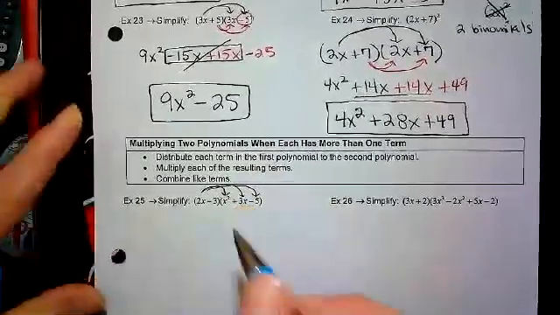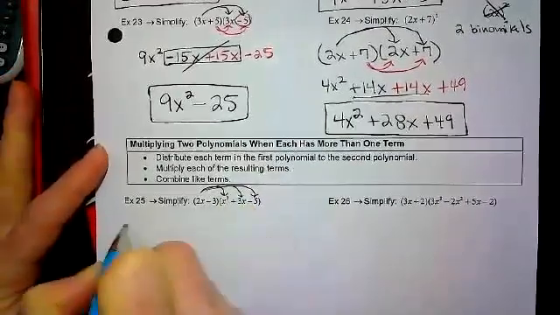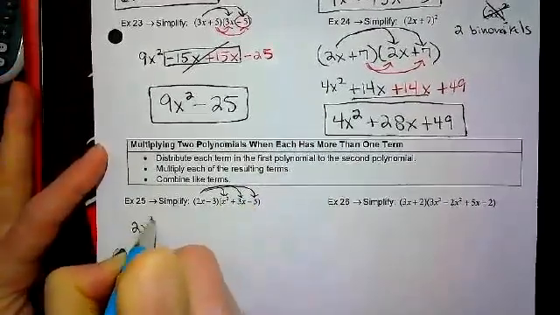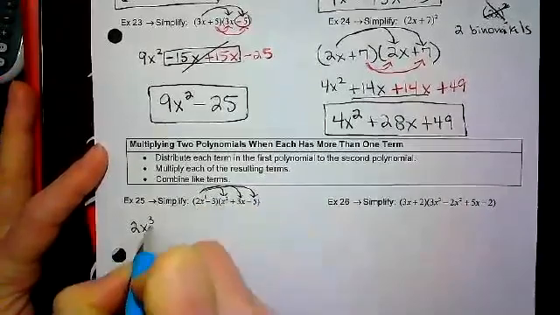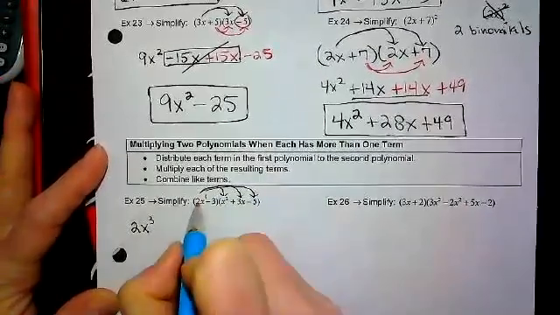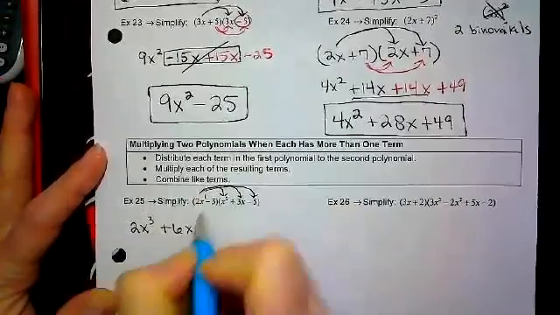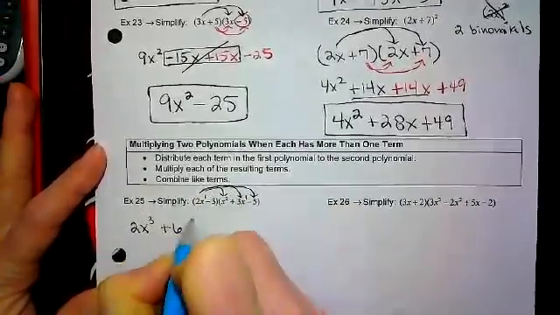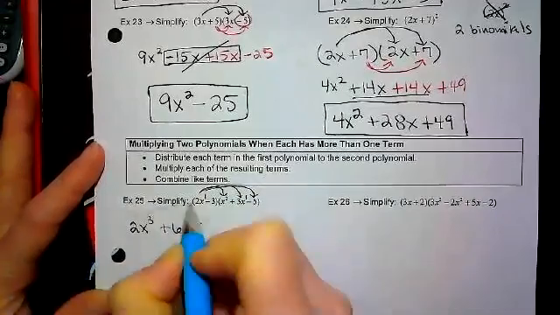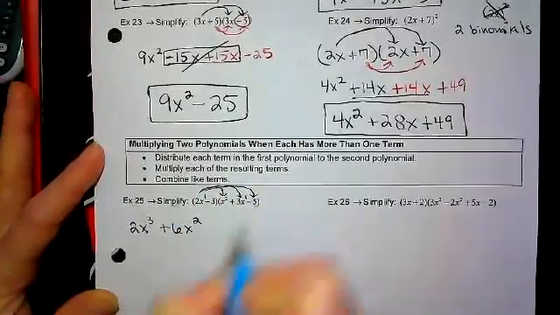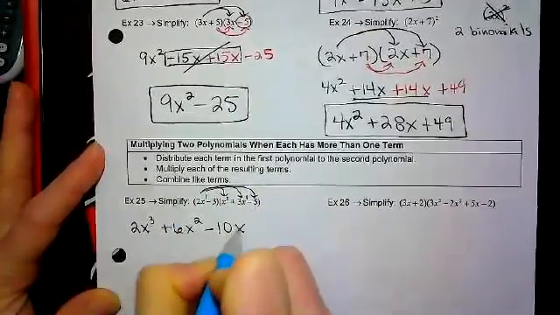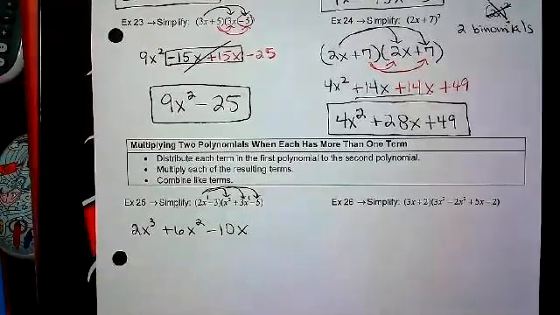So 2x times x squared would make a 2x cubed. Remember, you're adding exponents, 1 and 2 make 3. 2x times 3x. So 2 times 3 is a positive 6, and adding x's, 1 and 1 make 2. And 2x times a negative 5 is a negative 10x. So we've distributed that 2x to all 3 of those terms.